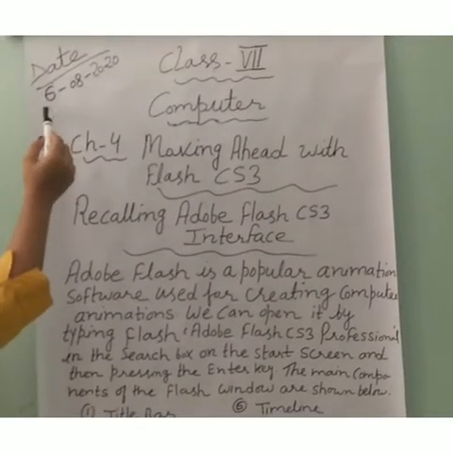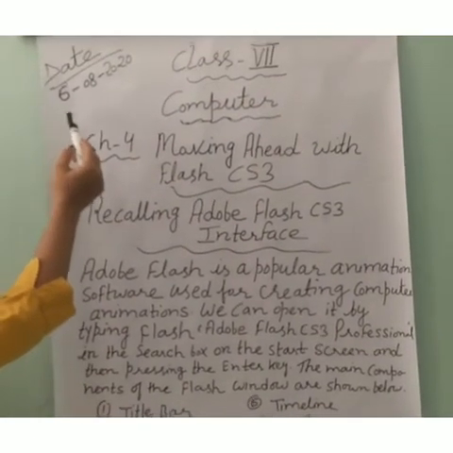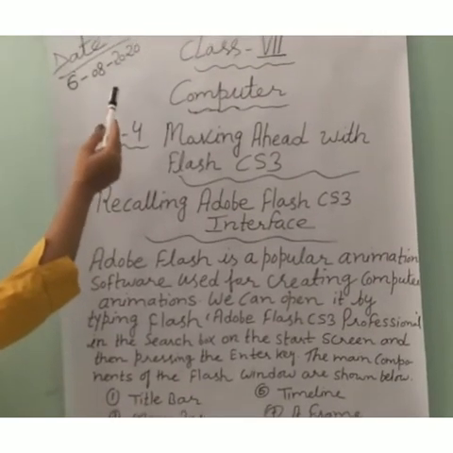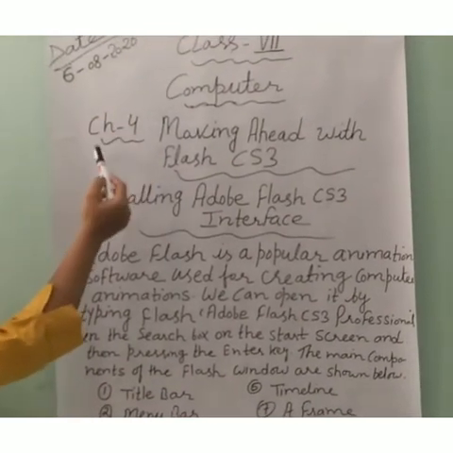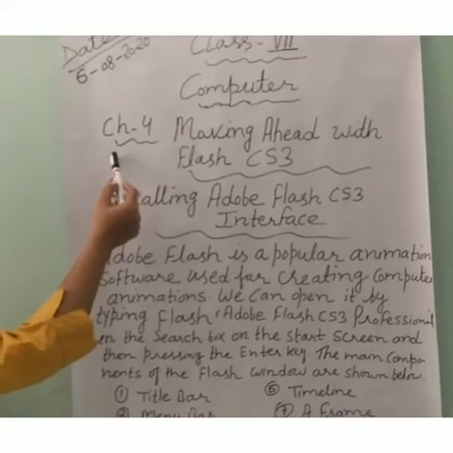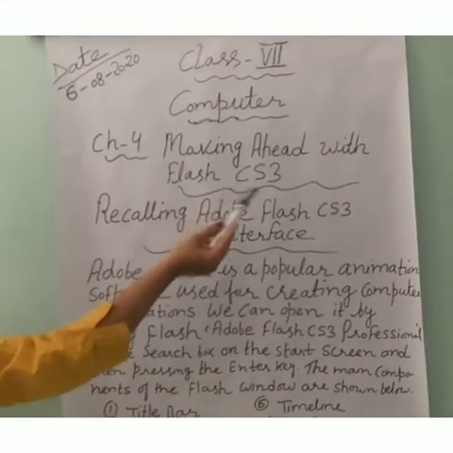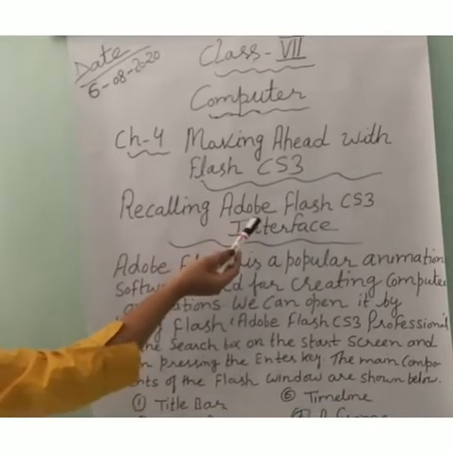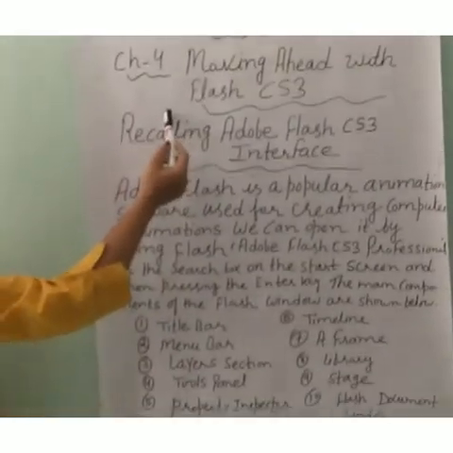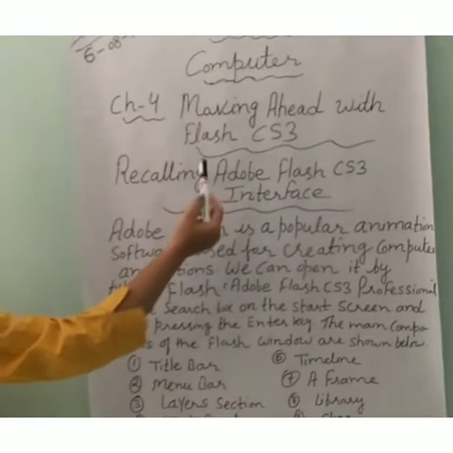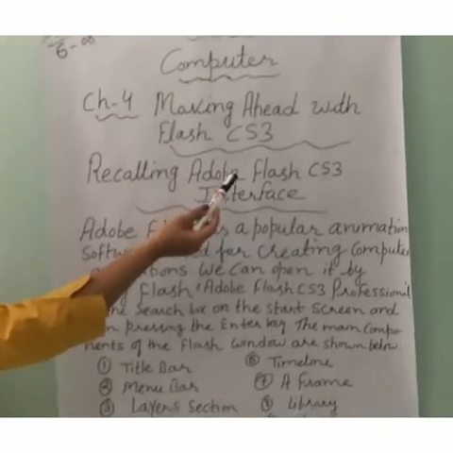Class 7. What's the date today? Today is 6th August 2020. So class, start the new chapter, chapter number 4. Name is Moving Ahead with Flash CS3. Okay students, what's the name of your chapter? Moving Ahead with Flash CS3.